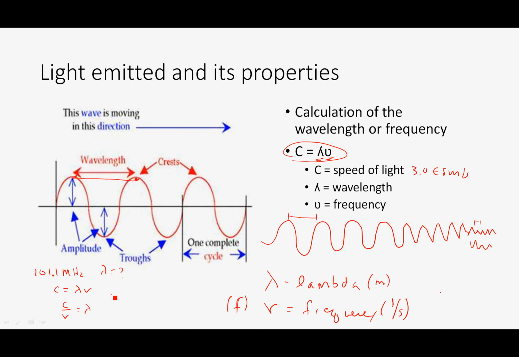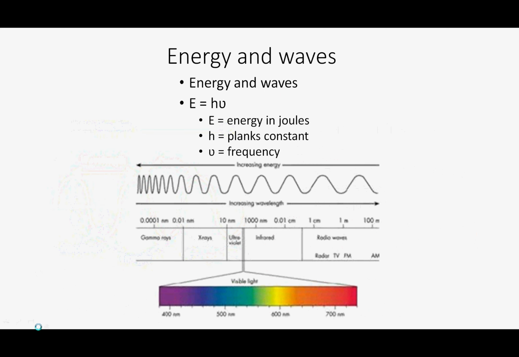Plug these values in: 3.0 e to the 8th meters per second divided by 101.1. Now that's a mega, which means a million, e to the 6th, 1 over seconds, hertz. Things per second is the same as hertz. Divide it out and you get something pretty close to 3 meters. I don't have my calculator on me, so that's as close as we're going to get. That's an application of that particular formula.